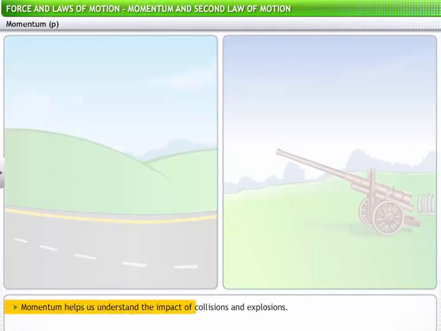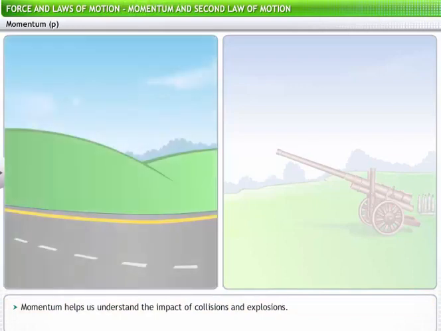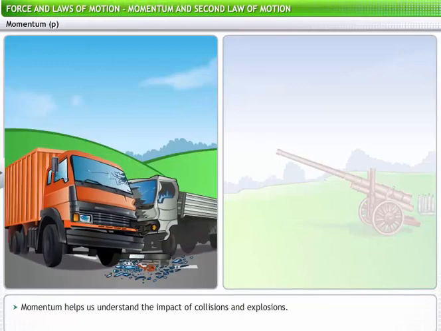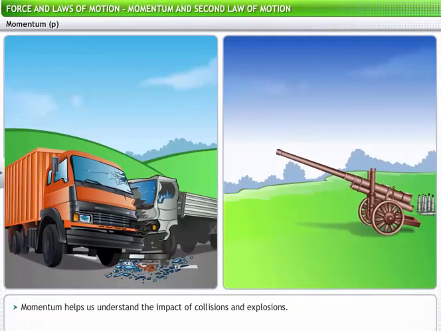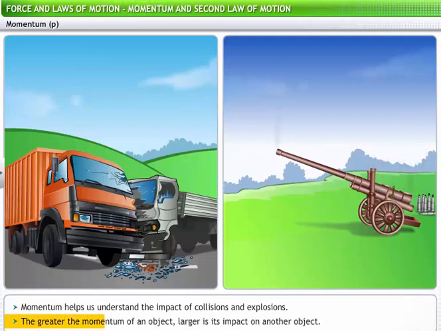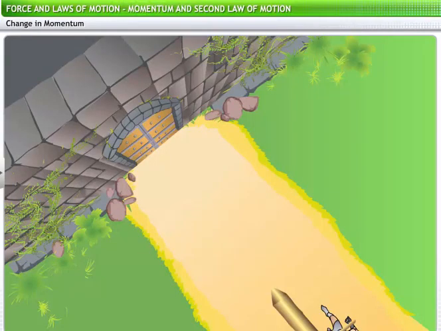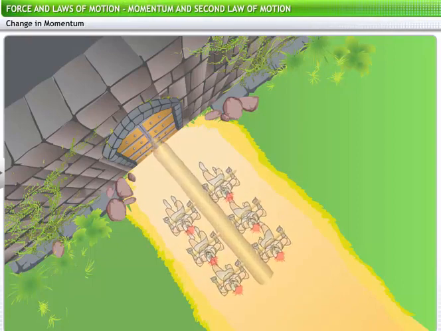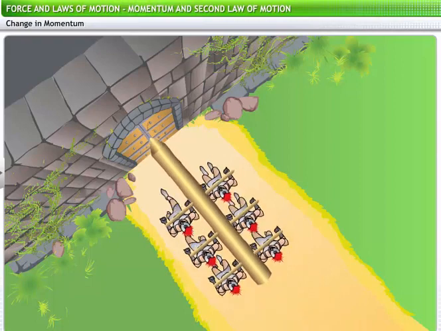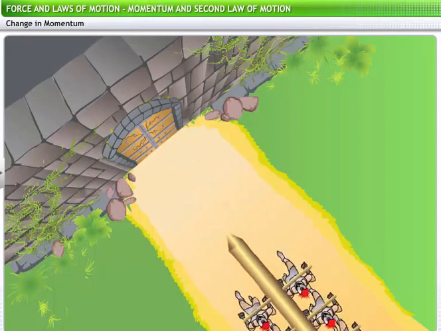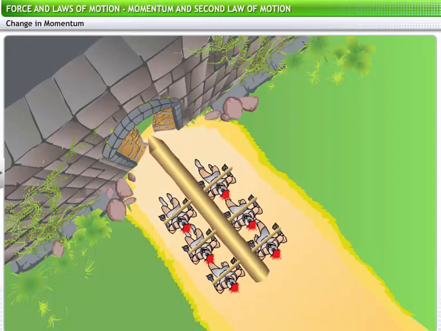Momentum helps us understand the impact of collisions and explosions. For example, it explains the impact of a collision between two trucks or a cannon firing. The greater the momentum of an object, the larger the impact is on the other object. Remember period films where we often saw columns of armies who used huge logs to break down the gates of a fort? The group of men holding the log goes back a fair distance from the gate. Then they run to the gate to ram the log into the gate for maximum impact. The velocity and the mass of the log together provide enough momentum to break the gates down.